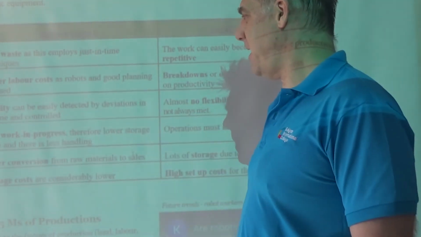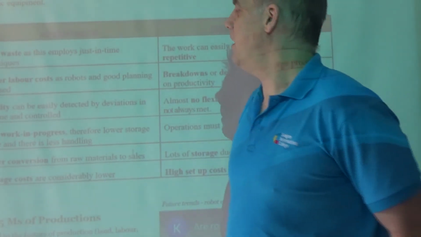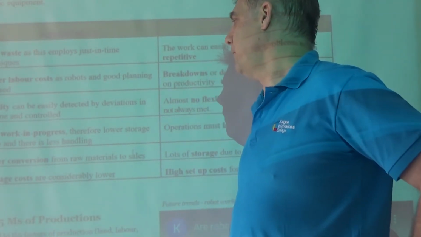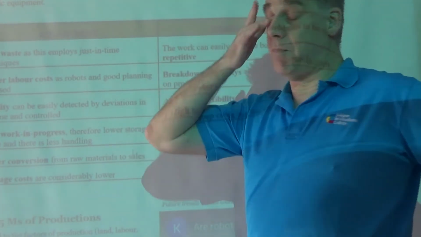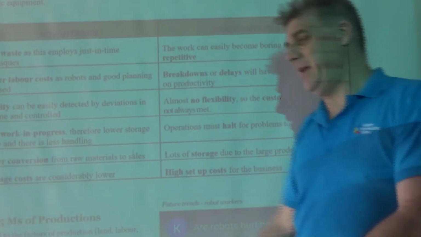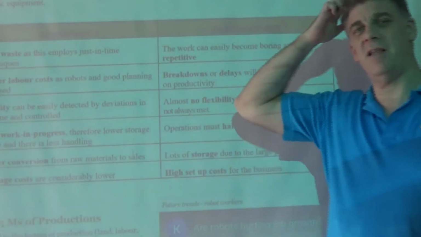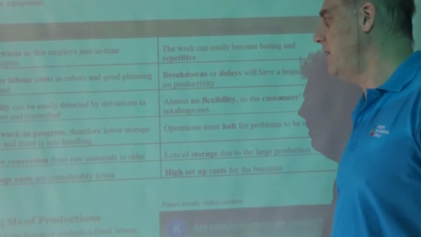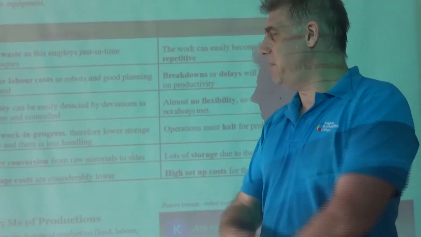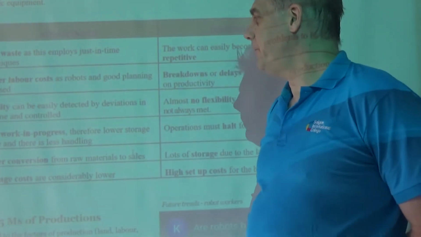Quality can be easily detected. Quality control can be implemented within the system. There won't be much work in progress. There's not going to be half-cooked pizzas or waiting for the sauce or waiting for the cheese hanging around. Everything will be finished product at the end. So you don't need much space for storage inside the factory.